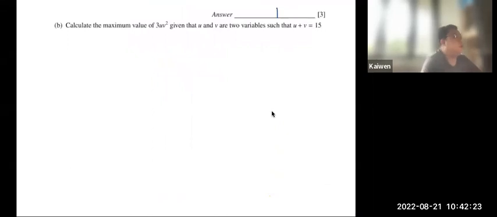Calculate the maximum value of 3uv squared given that u and v are two variables such that u plus v equals 15. Now, this question here is also differentiation because of the word maximum. But one of my students actually did guess and check, which is a pretty impressive thing to do, to be very honest. Yes, this person did guess and check, and he got very lucky, and he managed to get the answer. To be very honest, I didn't accept it because guess and check is by right not allowed.